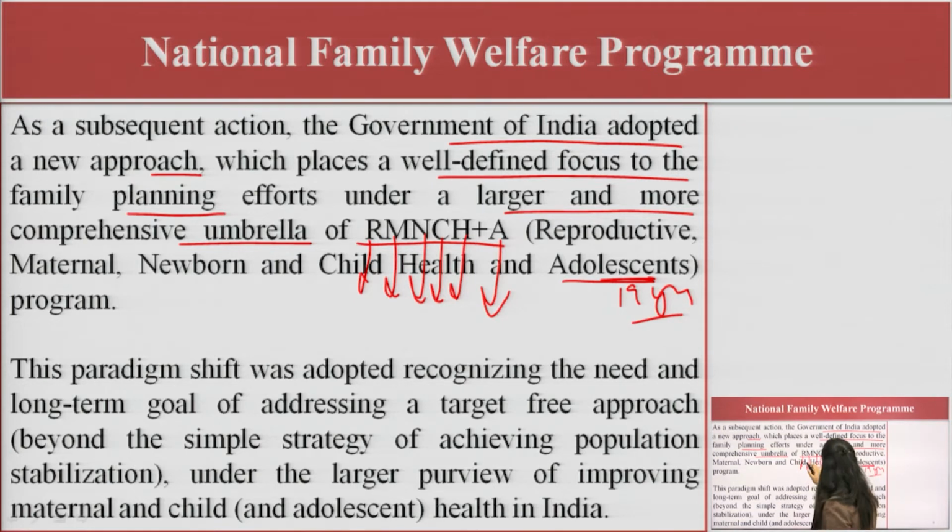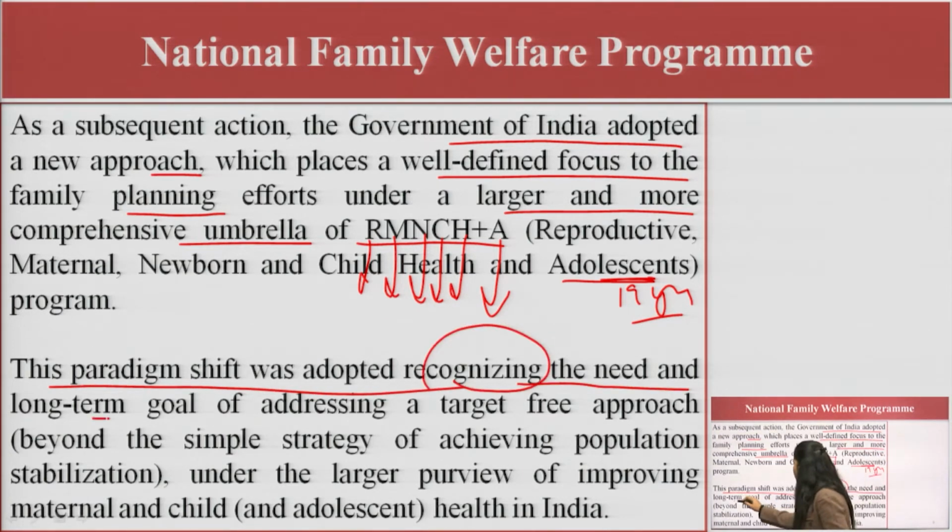So, we have covered all of these stages or phases of a particular person. This paradigm shift was adopted, recognizing the need and long-term goal of addressing a target-free approach beyond the simple strategy of achieving and stabilizing the population, under the larger purview of improving maternal, child and adolescent health in India. So, this is one of the actions taken after the London Summit 2012.